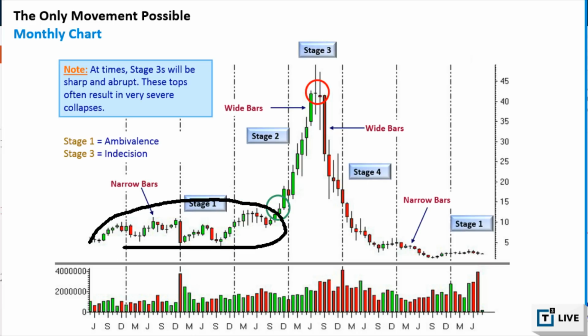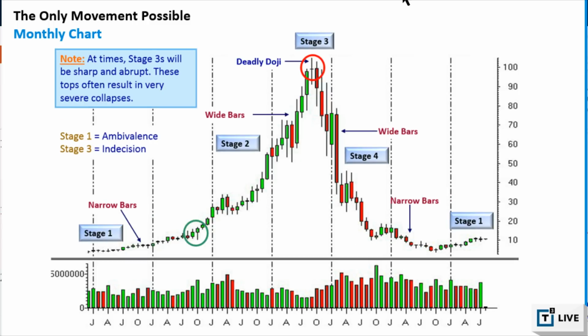This is 3 years' worth of basing, then the stage two uptrend, then the top. It wasn't a base, it was just a pivot, and then the stage four, and then the cycle repeats. Notice stage one usually has small bars, right? And so you can see the cycle better on larger time frames. Again, another cycle, another atomic unit. Stage one at the bottom, small bars.